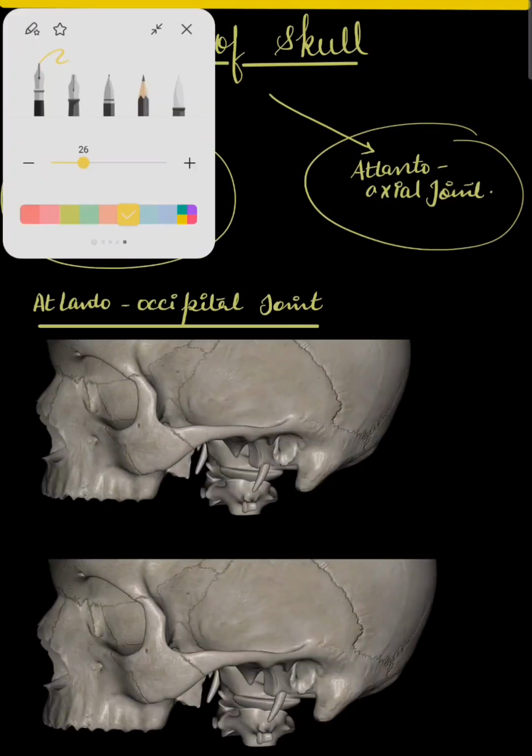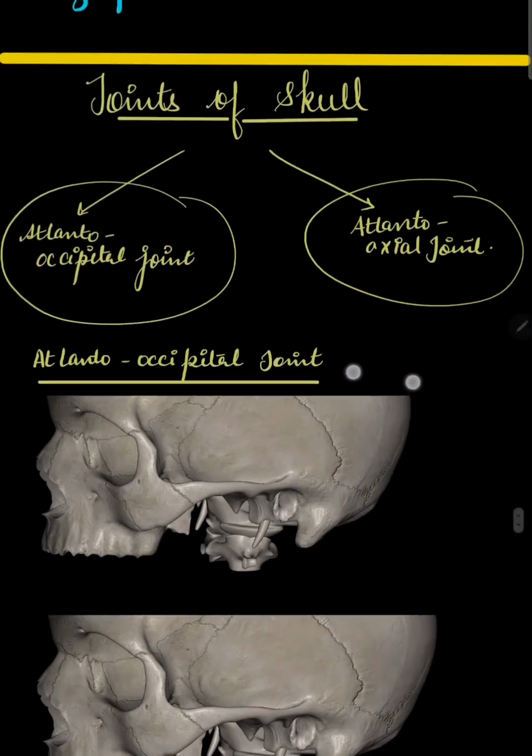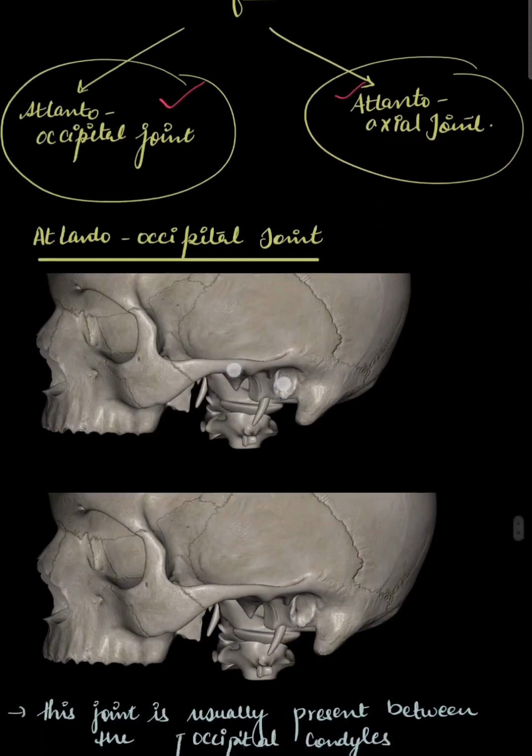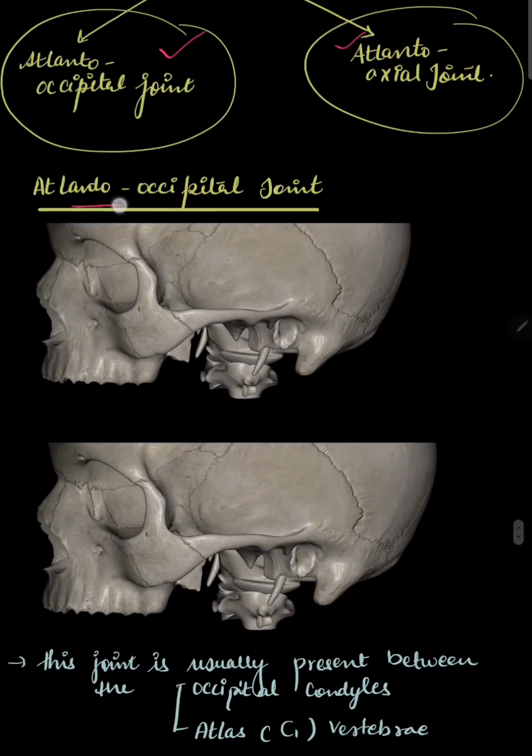Looking at the different joints of the skull which we are going to discuss in this video. So let's move towards it. The first one which we are going to see here. When we talk about the joints of the skull, there are just majorly two joints which could be seen. It is the atlanto-occipital joint and the atlanto-axial joint. Moving first towards the atlanto-occipital joint.